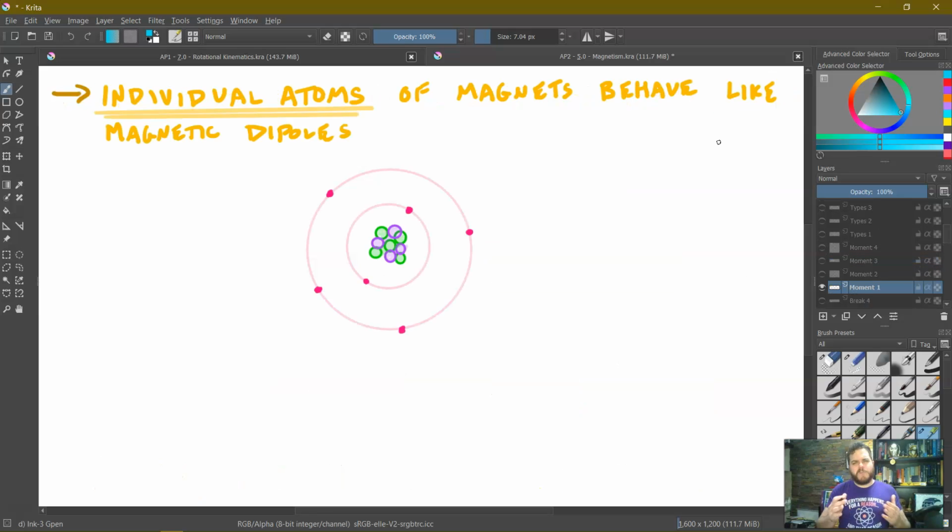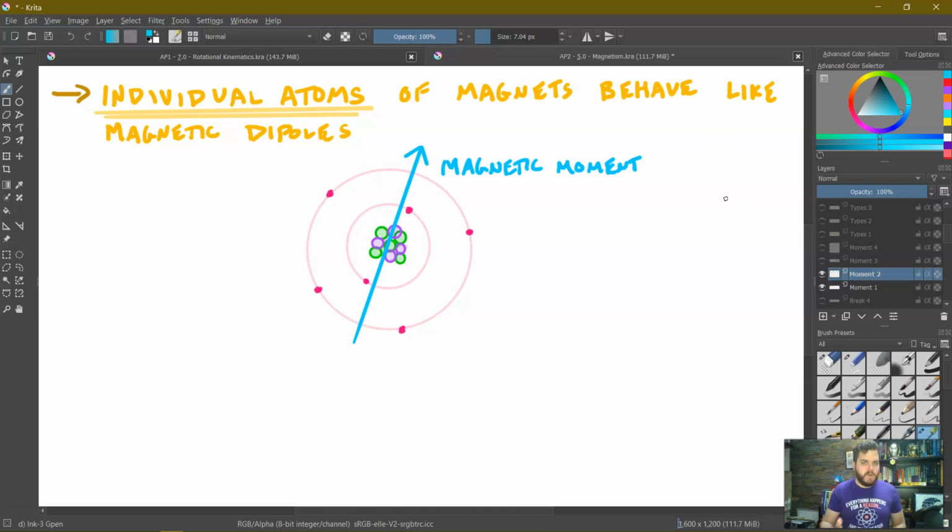But what happens if we kept breaking down those magnets into smaller and smaller pieces? Well, eventually we would get to individual atoms. And this actually tells us that individual atoms of magnets behave like magnetic dipoles themselves. These atoms have what is known as a magnetic moment. And this magnetic moment, its size, the number that quantifies it, will tell you how magnetic this atom is, and its direction points in the direction of its magnetic field. So this is one particular atom with its magnetic moment.